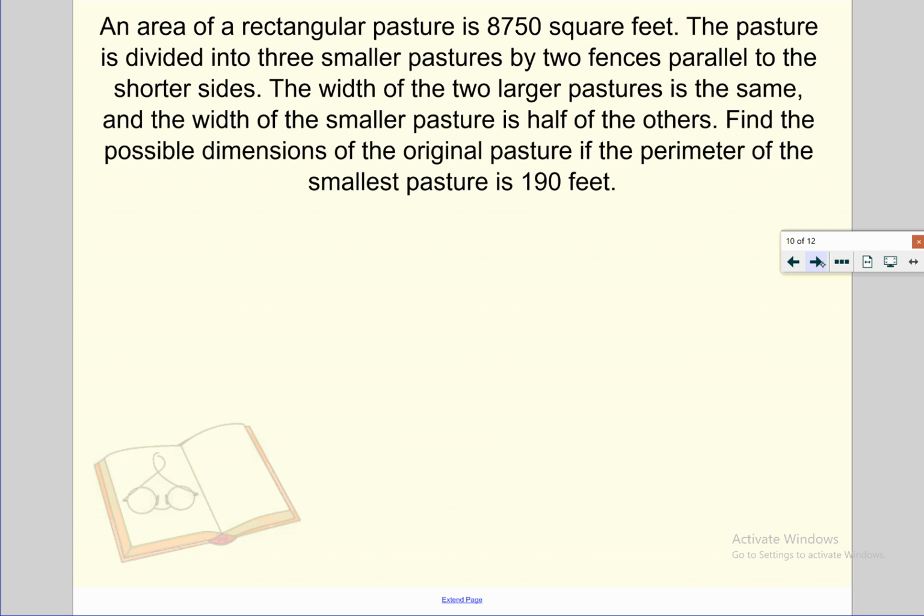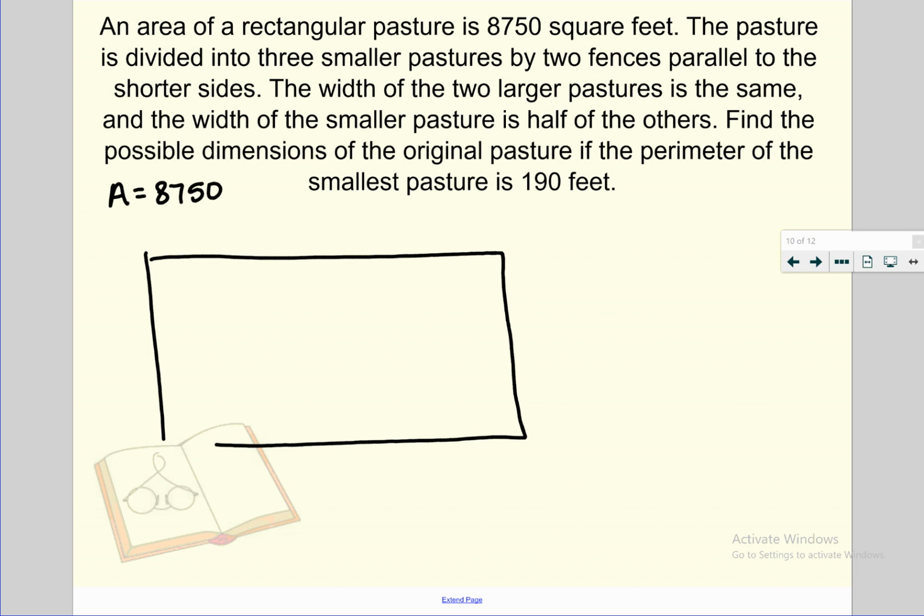There's a lot happening. All right, so it says the area of a rectangular pasture, I'll label my area, 8,750. Okay, and we'll come back to that later. That's going to help us write one of our equations. Big rectangular pasture. Okay. It's divided into 3 smaller pastures by 2 fences that are parallel on the shorter sides. Okay, so something like that. Divided into 3 sections, those fences are parallel on the shorter sides. So I have 3 small rectangles.